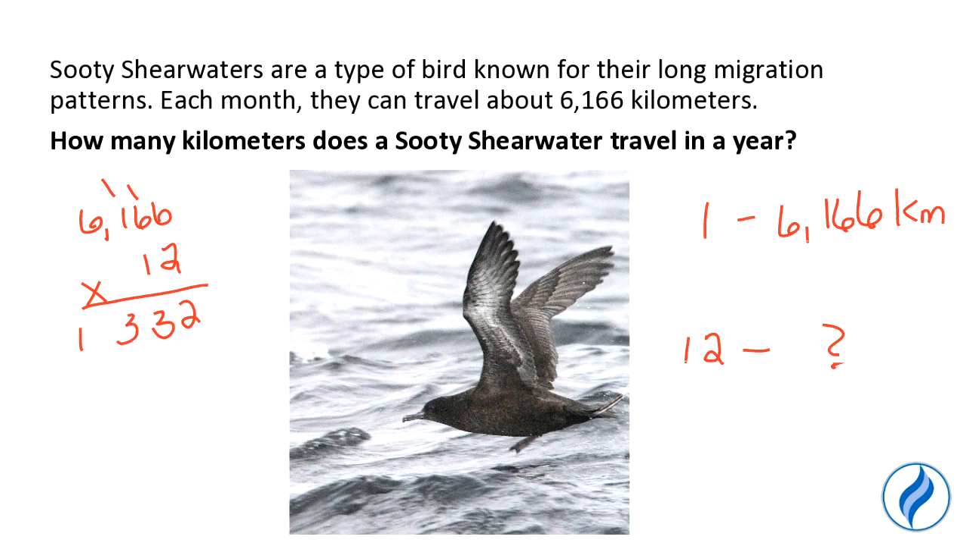Remember, I need my 0 here. 6 times 6 is 36, 1 times 6 is 6, 1 times 1 is 1, and 1 times 6 is 6. And then we add these together. Again, you could use the partial products chart if you wanted to. So they would travel 73,992 kilometers in 1 year.